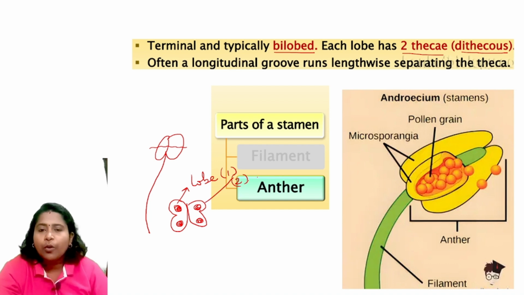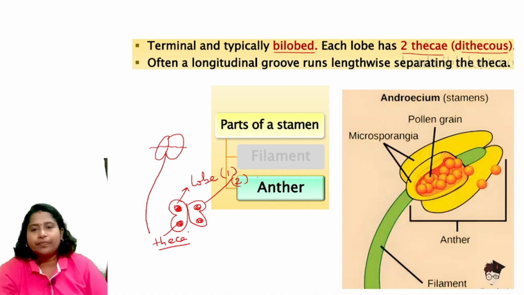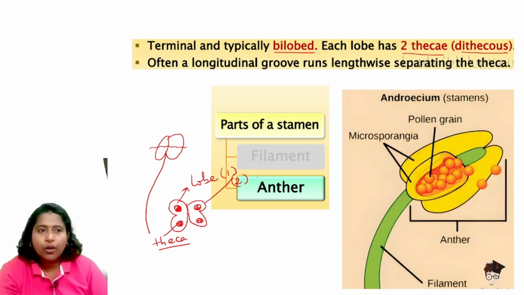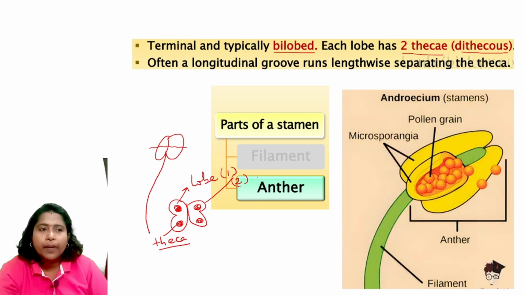So in total how many lobes? 2 lobes. But in each lobe we have two theca. This is called theca. So that is why it is called bilobed dithecous. And there is a longitudinal groove running lengthwise in order to separate the two theca.